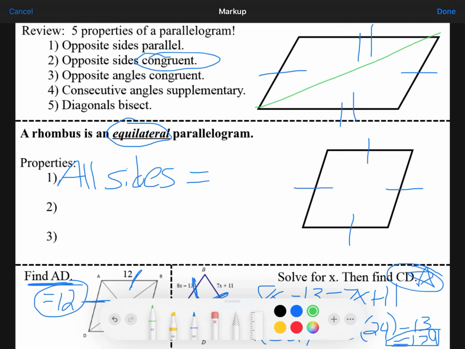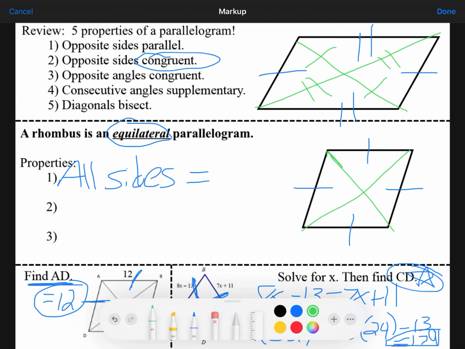In parallelograms, we had the diagonals bisect each other. That property also works in rhombuses as well. I'm not going to draw in the markings on the inside, but yes, those diagonal markings would be the same. The bottom left is equal to the top right. The top left is equal to the bottom right.